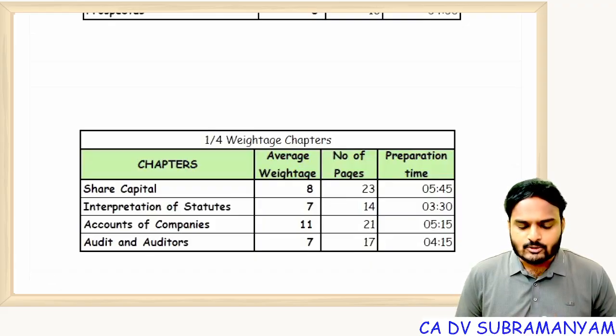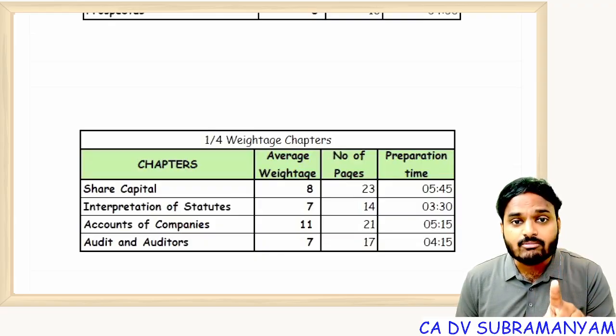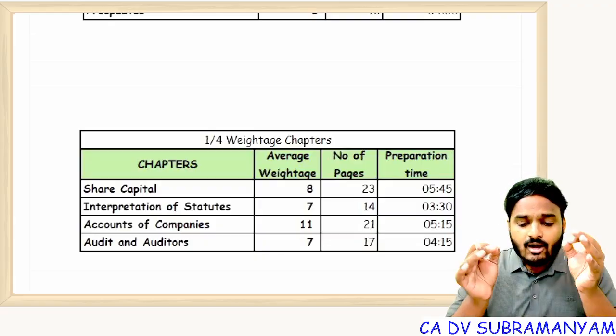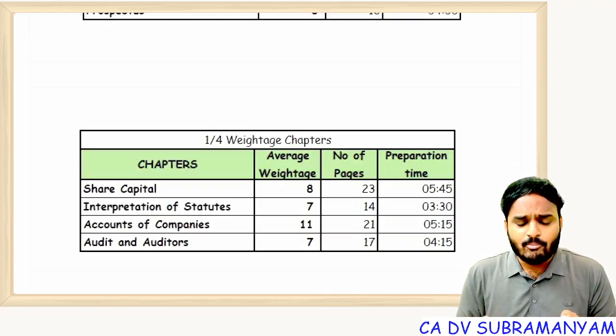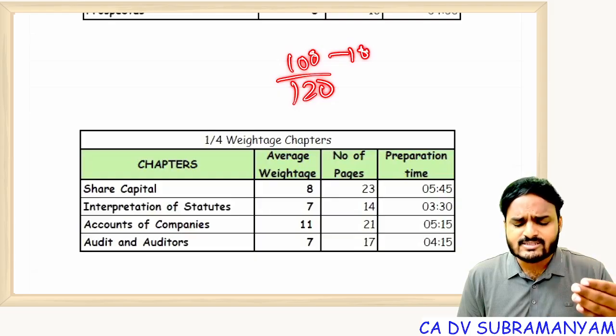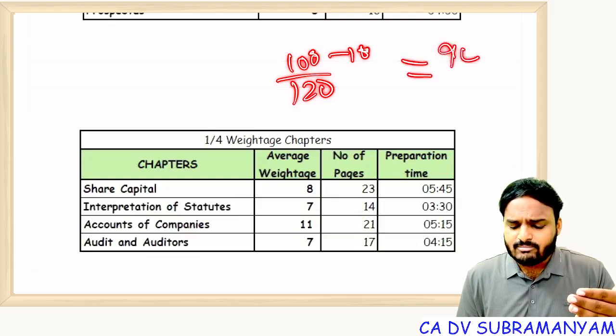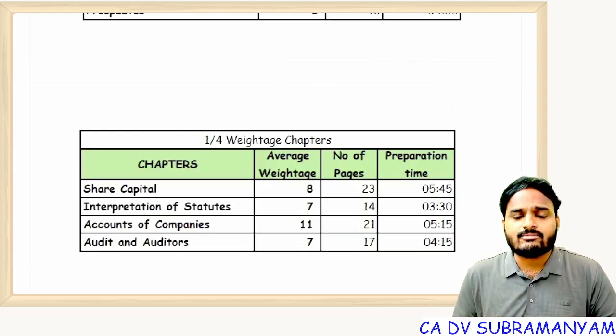Getting my point, students? See, question paper is for 120 marks, including choice. You are not required to write all 120 marks. You are required to attempt only 100 marks. Just take 10 marks additional choice. So that means you need to attempt 90 out of 120. Getting my point? 90 out of 120 is nothing but 3/4 strategy.